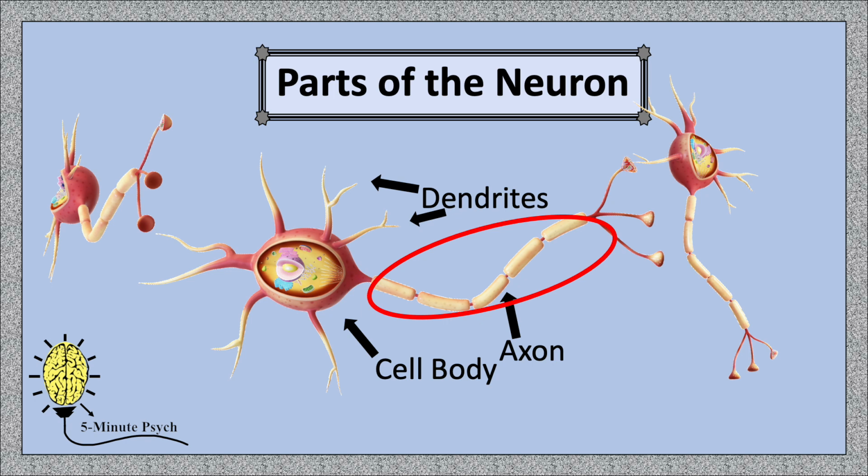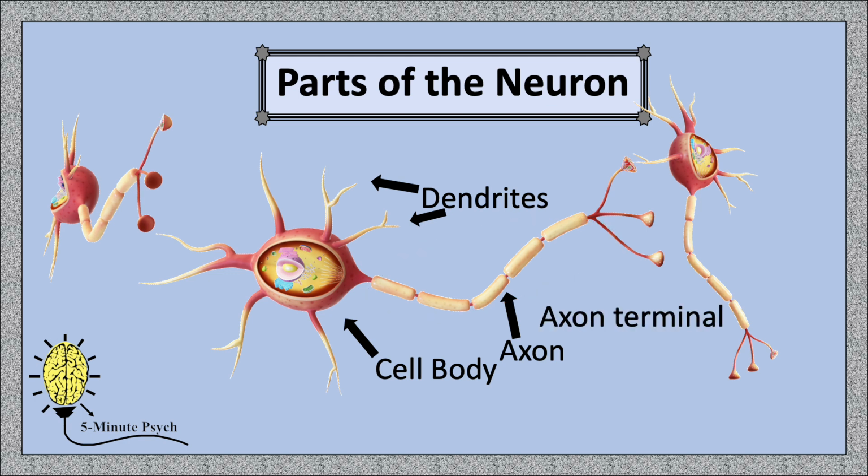The axon may branch off many times, but the signal traveling down each of these would always be the same. And if you want to know why, check out the action potential in neural communication. Finally, at the end of the axon is the axon terminal, also called terminal buttons in some places, and this is where the neurotransmitters are stored, the chemicals used in neural communication.